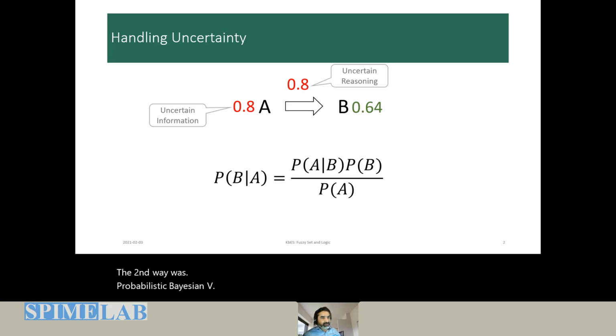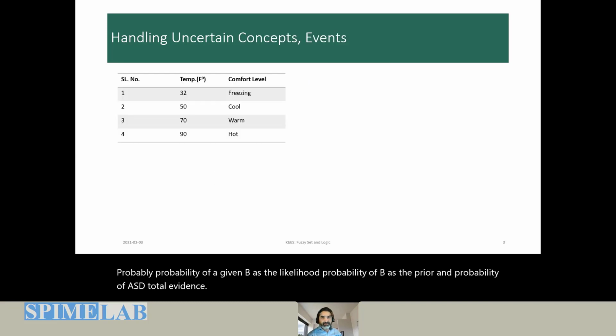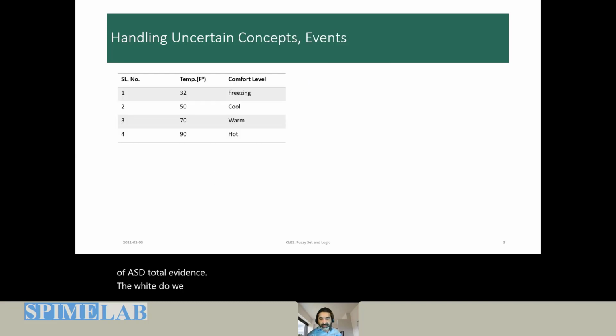Probability of B given A we could calculate using the Bayesian formula of P of A given B and P of B divided by P of A. We called this probability of A given B the likelihood, probability of B the prior, and probability of A the total evidence. Now, why do we need a new technique to handle uncertainty?